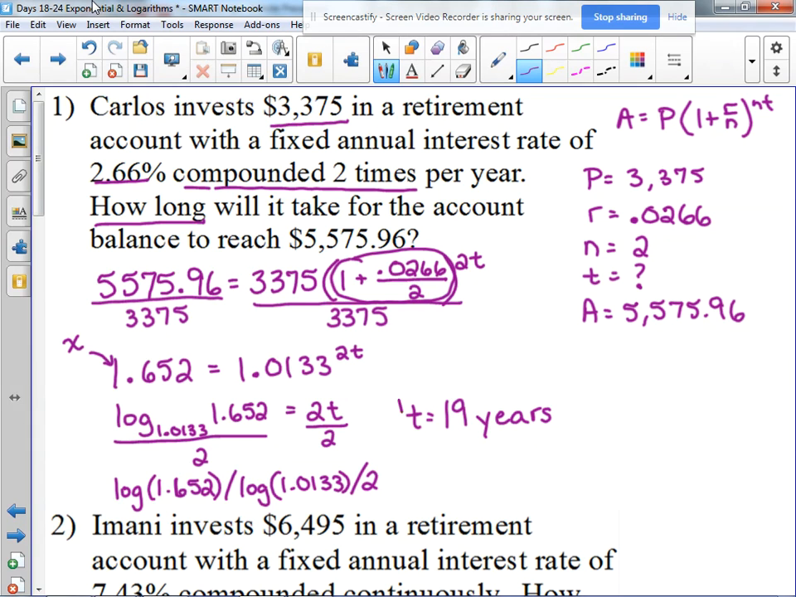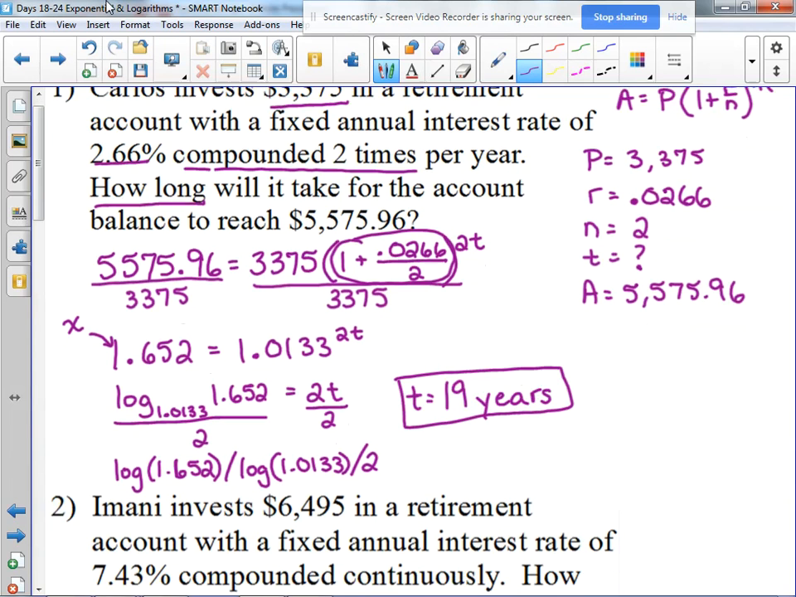Anytime it's an application problem, you want to give the units. We're talking about the time. Time is always in years for these, for compounding interest. It's always years. Okay, so a little bit of a lengthy process, just with the setup and everything, but again, it's what we've been doing. There's just a context to it.